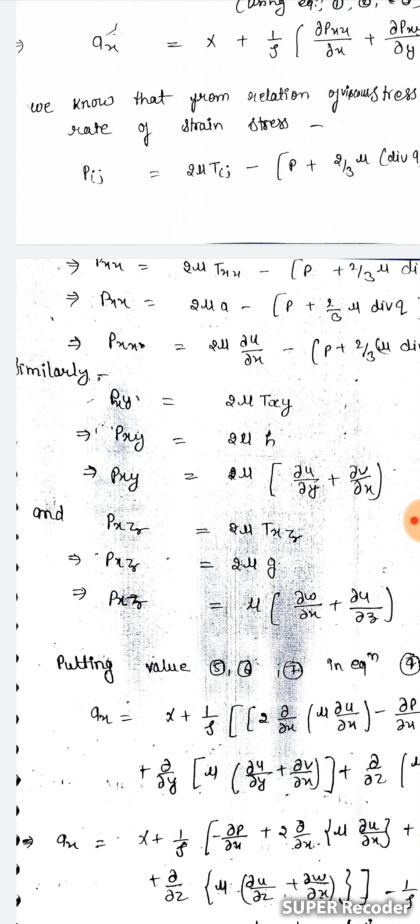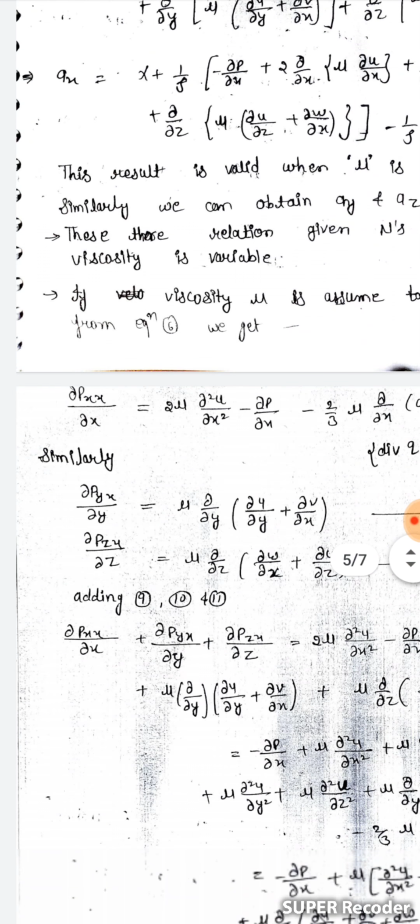If viscosity is assumed to be constant, then equation 6 becomes delta pxx upon delta x is equal to twice mu into del square u by del x square minus del p by del x minus 2 by 3 mu del by del x of divergence of q. This is equation number 9.